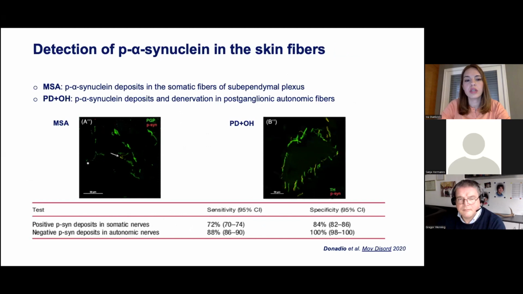Finally, I would just like to touch upon the skin biopsy. Detection of phosphorylated alpha-synuclein in skin fibers can be useful for differential diagnosis between MSA and Parkinson's disease with orthostatic hypotension. Deposits of phosphorylated alpha-synuclein are in the majority of patients with MSA found in the somatic fibers of the subependymal plexus, while in Parkinson's disease, these are located in the postganglionic autonomic fibers.